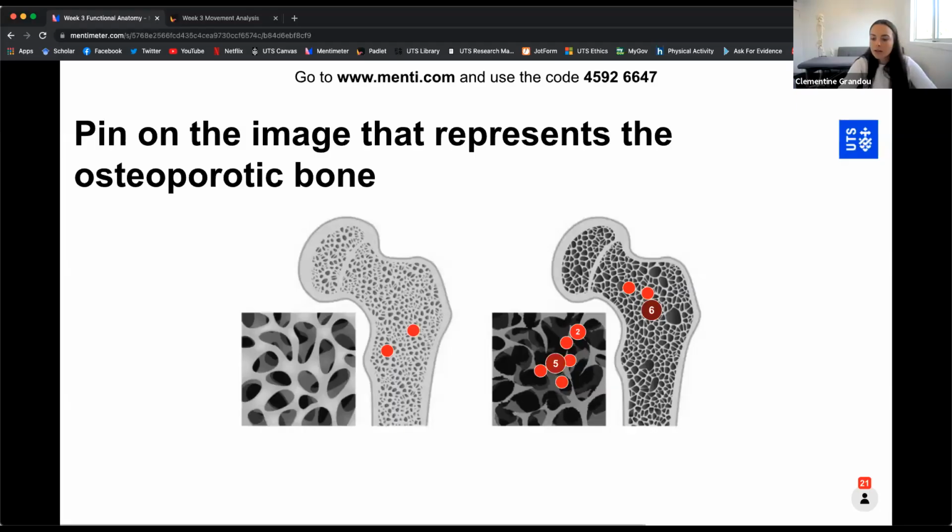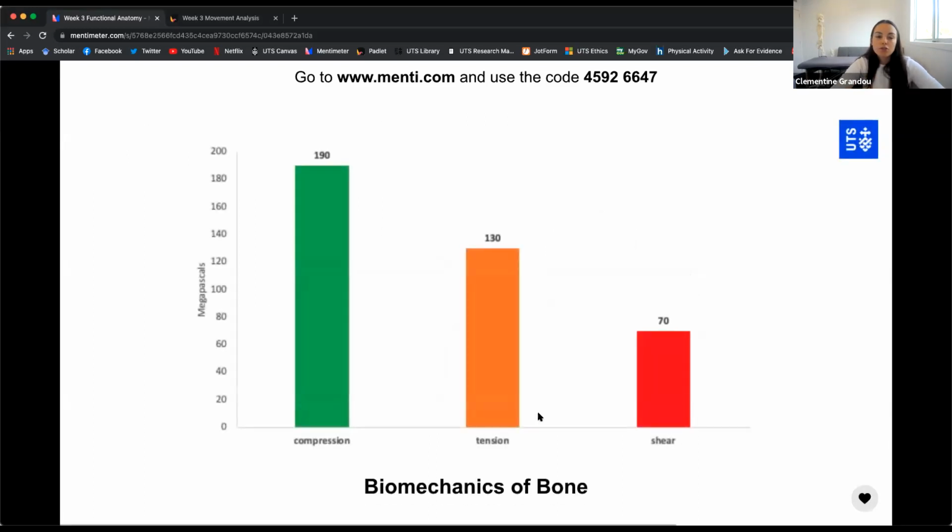Now that makes it not surprising that our bones are strongest in compression type forces. Okay, so our bones are strongest under compression. Remember, bones respond to the stress placed upon them, so it's no surprise that our bones are strongest under compression because we're under compression forces pretty much all day long. So if I wanted to break this bone, compressing it downwards would not be the best way to go about it. This bone can withstand 190 megapascals of force before it will break.